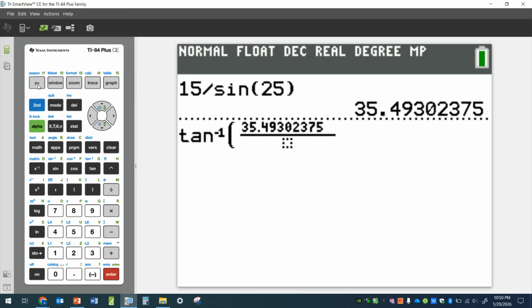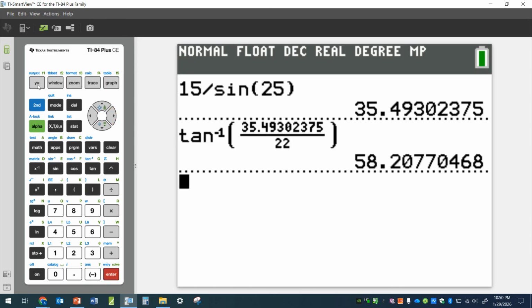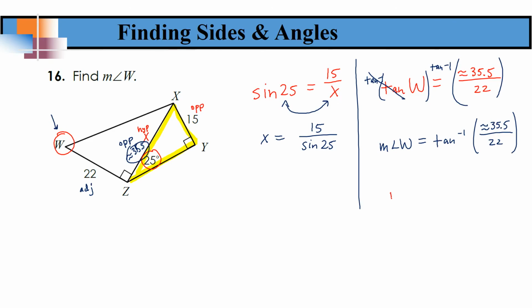35.49302375, whatever you want to do. And then of course we're dividing by 22. I'm going to close my parentheses, press enter, and now we can round our answer. Our answer is approximately 58.2 degrees. So as our final answer, we can say the measure of angle W is approximately 58.2 degrees.